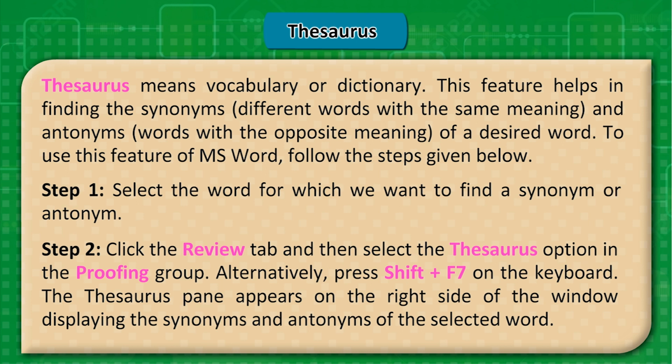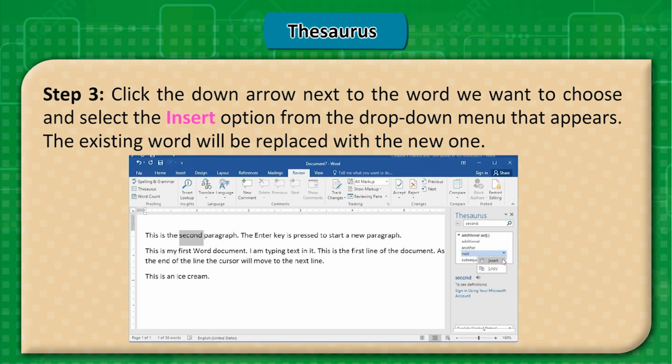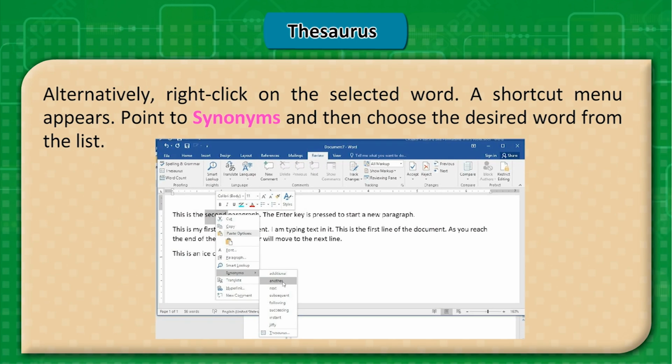The Thesaurus pane appears on the right side of the window, displaying the synonyms and antonyms of the selected word. Step 3. Click the down arrow next to the word we want to choose and select the Insert option from the drop-down menu that appears. The existing word will be replaced with the new one. Alternatively, right-click on the selected word. A shortcut menu appears. Point to synonyms and then choose the desired word from the list.